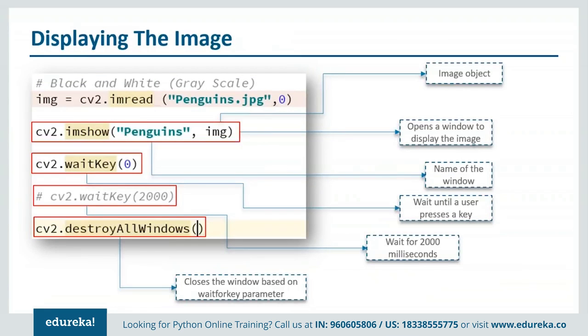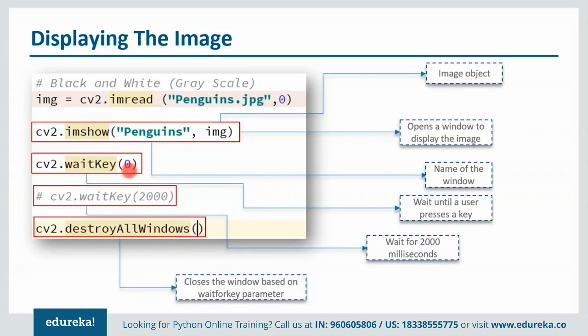Now, what we are going to do is display the image. How are we going to do that? We are going to use this waitKey function, in which if we don't specify any parameter and keep it as 0, it means that the moment the user presses a key, the window will be closed. And if we specify a time frame, for example, 2000 milliseconds, then the window will wait for 2000 milliseconds and then it will be destroyed. So this destroyAllWindows basically closes the windows based on my waitKey parameter.